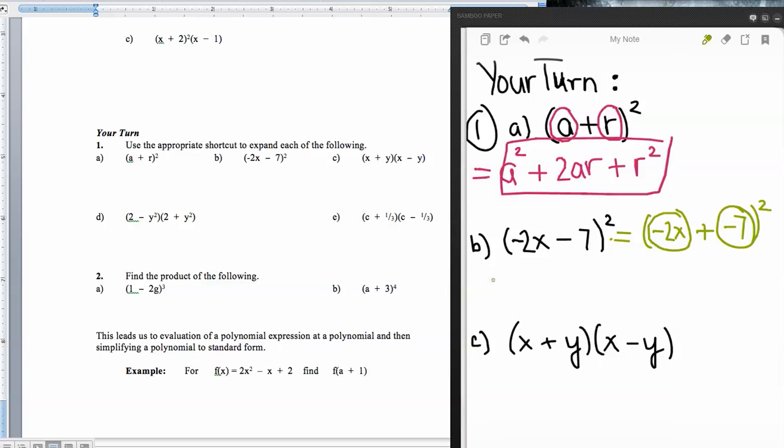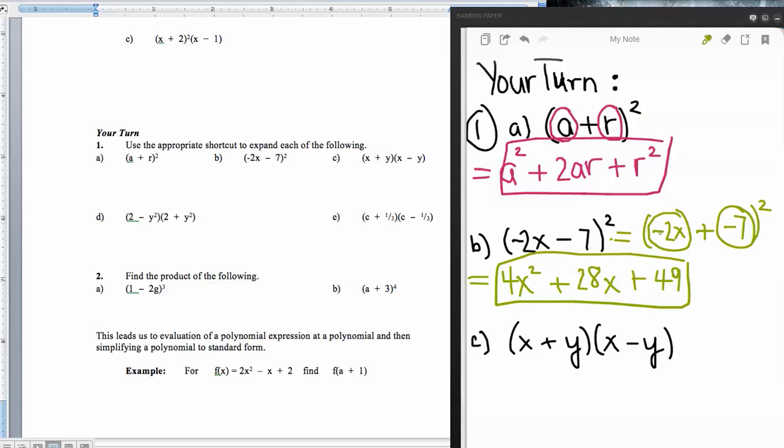So I'm going to have my first term squared. When I square a negative, I get a positive. Square 2, I get 4. Square x, I get x squared. And then my middle term is going to be plus, right? And then it's this term times this term. Negative times a negative is a positive. 2 times 7 is 14x, and then that gets multiplied by 2. So I have 28x, and then plus 7 squared, which is equal to 49. And that's my final answer.